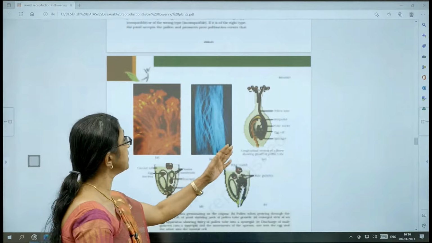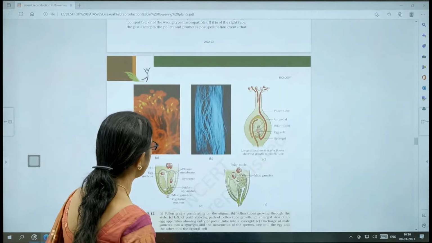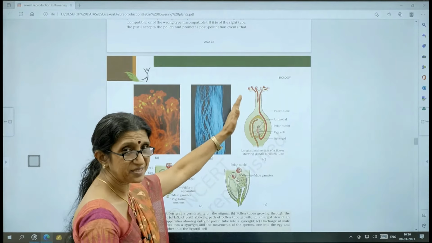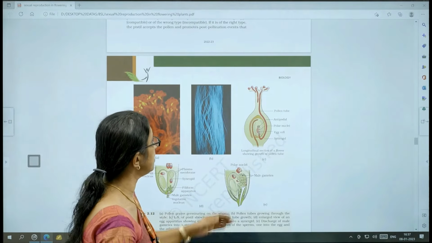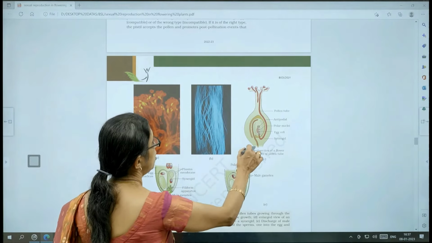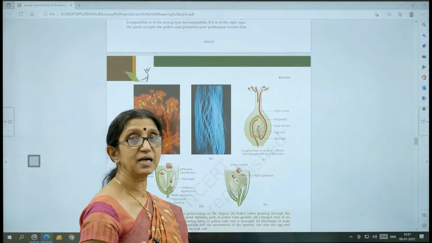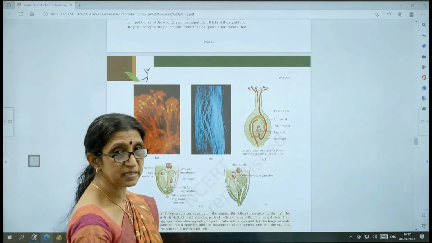Now let us see how fertilization occurs. See, this is the sectional view of a pistil, showing the downwardly growing pollen tube, ovary, style and stigma. Pollination results in the collection of pollen grains on the stigmatic surface.